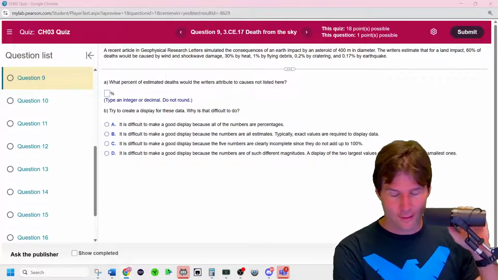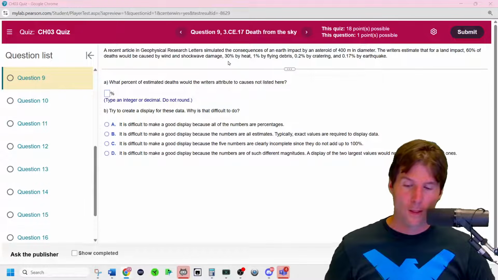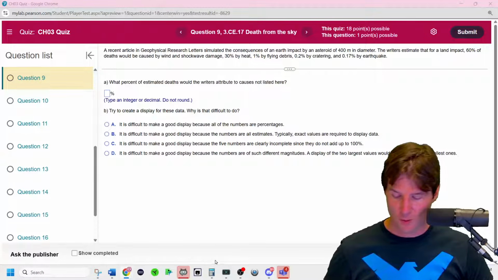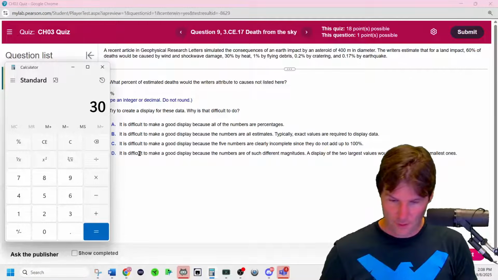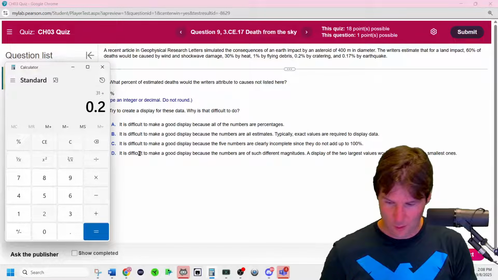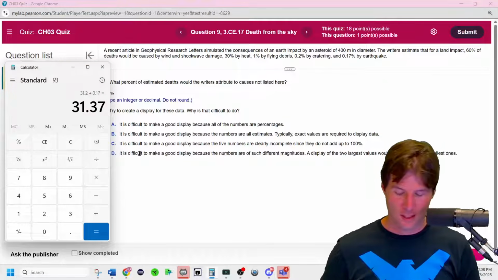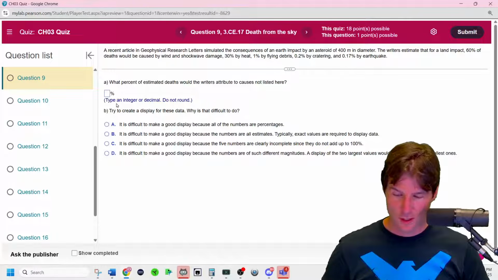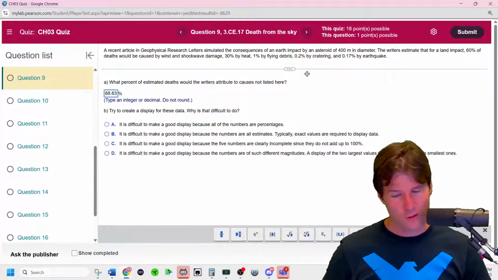Yep, so many things. What percent of estimated deaths were attributed to causes not written here? They're giving us the breakdown of causes: 30% heat, 1% flying debris, 0.2% cratering, and 0.17% earthquake. Let's add these up: 30 plus 1 plus 0.2 plus 0.17. We're going to copy this and do 100 minus it. And so it's 68.63. Type an integer, do not round. Let's hope it likes our numbers. It's weird numbers. Looks right.